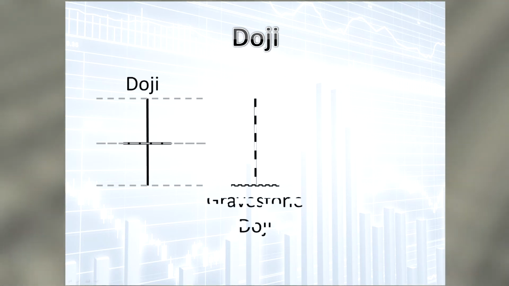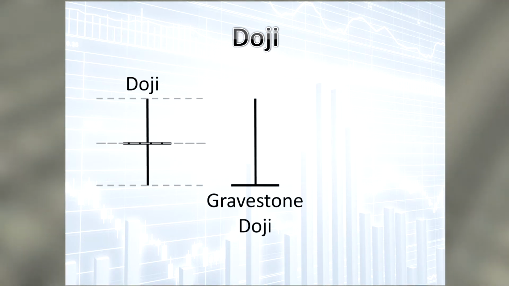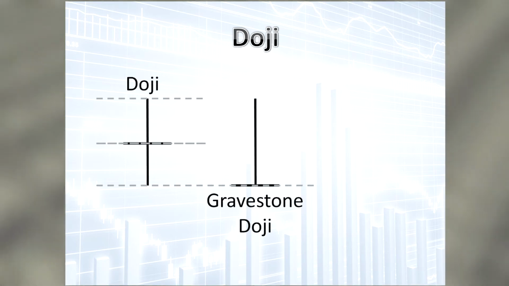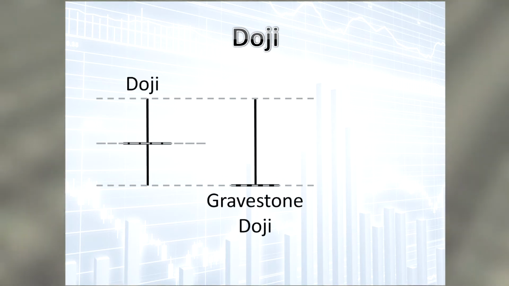Then we get the gravestone doji. Prices opened up right here, and the bulls drove the prices up to the tip of the wick before bearish sentiment reversed the price action and made prices drop to the close right over here. As you can probably guess, the gravestone doji will be found more often than not at the top of an uptrend and therefore can be considered a bearish reversal pattern.